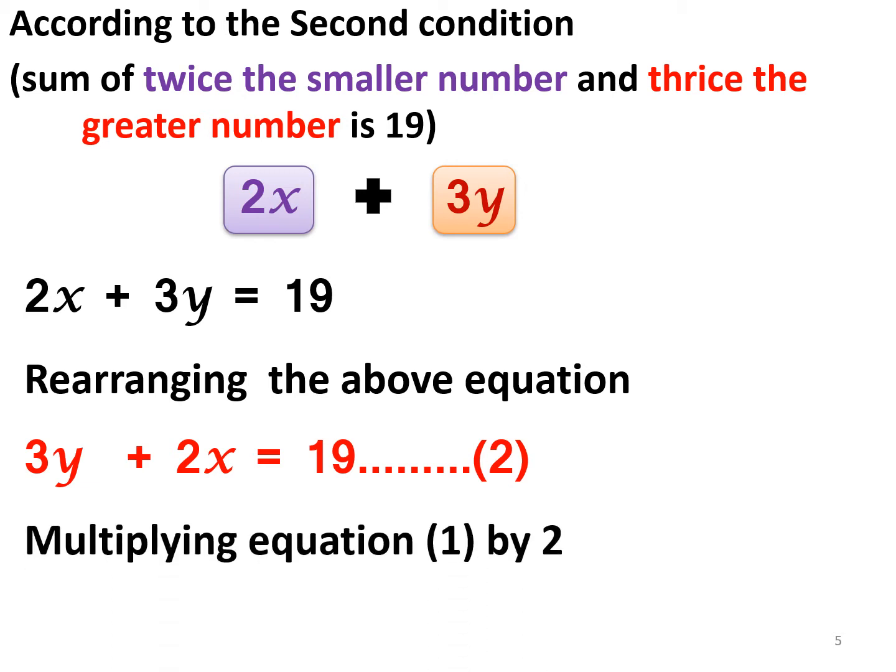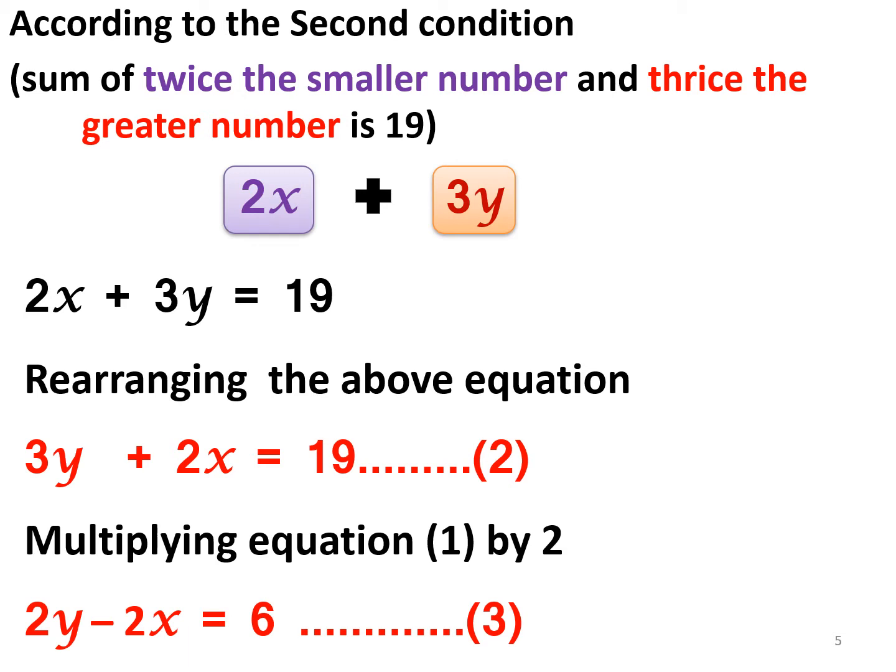Now we obtained equation 1 and equation 2. Now you can solve it by any of the methods which we have solved in the previous part of the chapter. I am solving it through the simultaneous equation method, that is the elimination method. For that I will multiply equation 1 by 2. So on multiplying equation 1 by 2, I get 2y minus 2x is equal to 6. This is my equation 3.